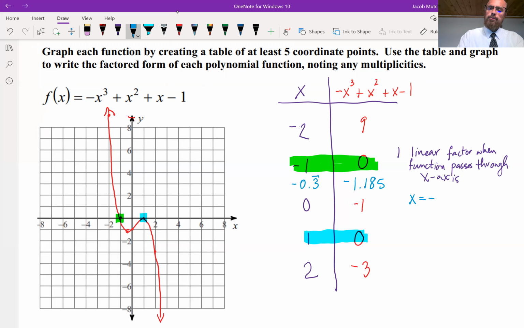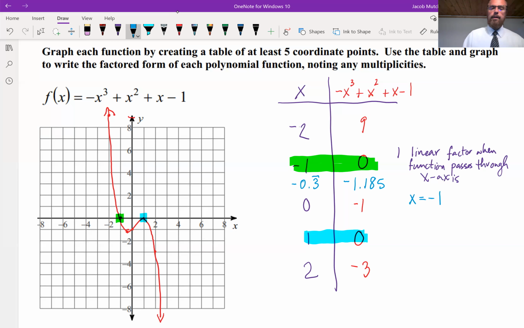We'll use that in a moment to write that linear factor. Well, let's take a look at the second group here. The second one that I've highlighted here in turquoise, notice how it's different in its behavior on the graph and in the table from the one on the left, the one highlighted in green. The one in turquoise, the function doesn't actually pass across the x-axis. So for this function, it approaches -1 and hits the x-axis, doesn't cross through it, but bounces back down.